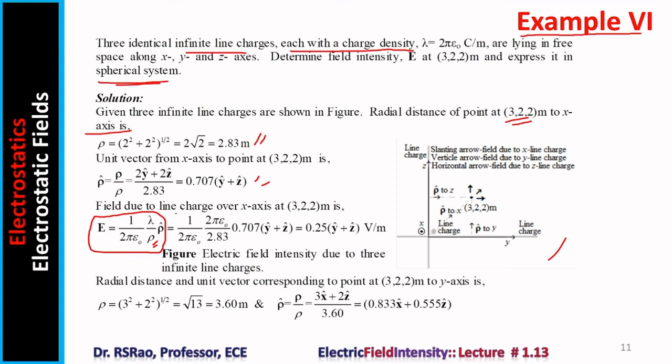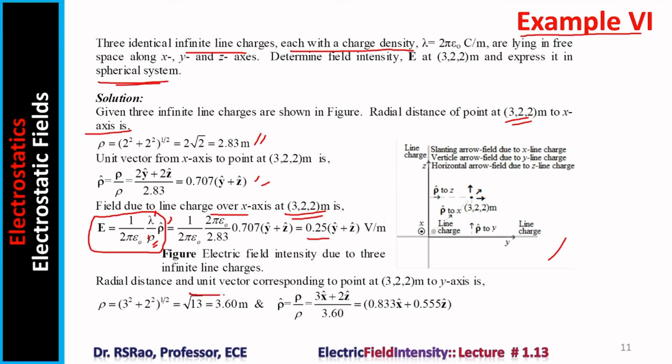The field due to the line charge over the x-axis at the field point (3, 2, 2) meters then becomes, now you have rho cap, we have lambda, everything is available. Substitution results in 0.25 y cap plus 0.25 z cap volts per meter. This is the field intensity due to the charge over the x-axis. On similar lines, one can find the field intensity at the field point due to the other two charges too.